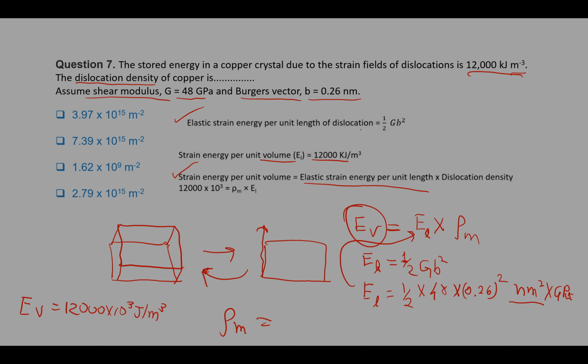Okay, so rho we can calculate through EV upon EL.